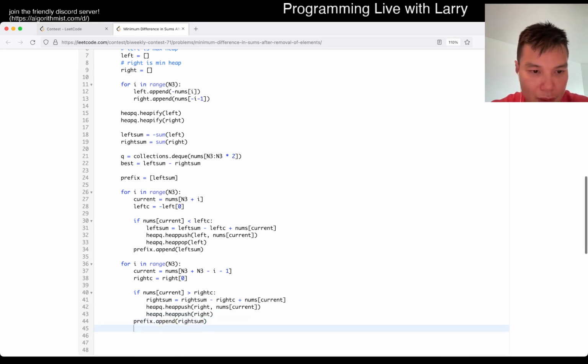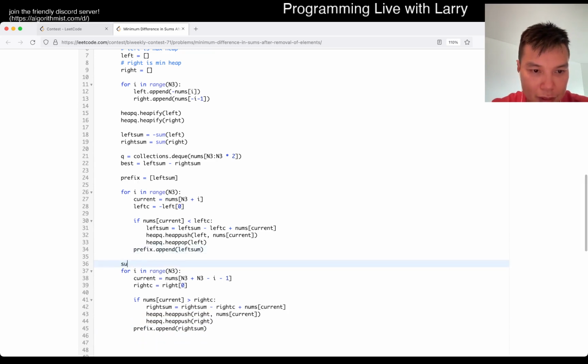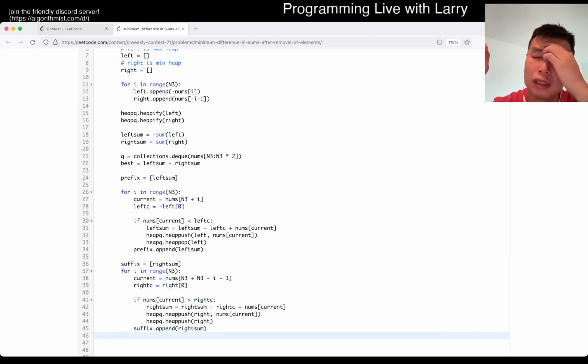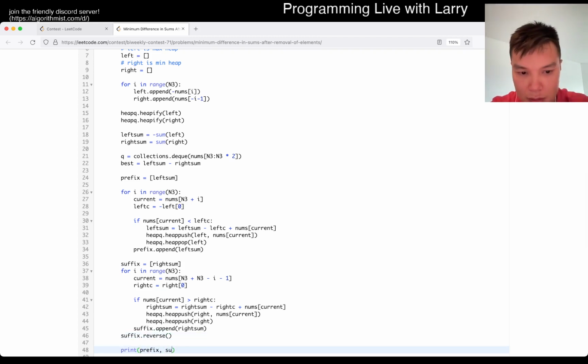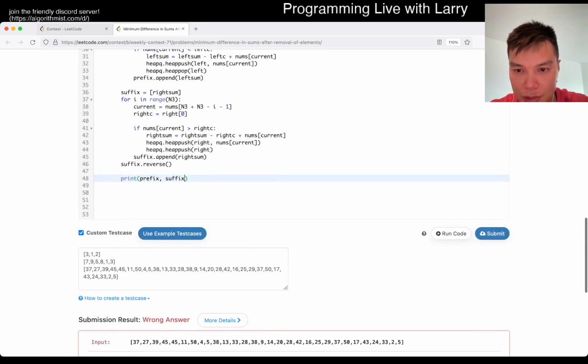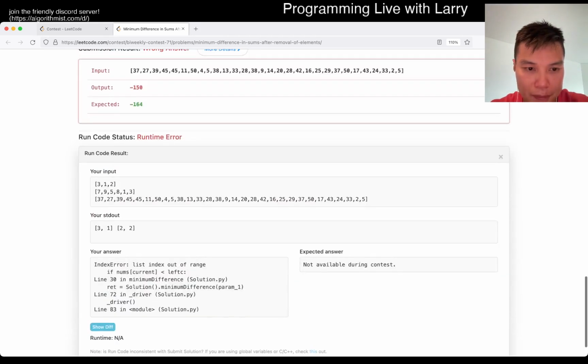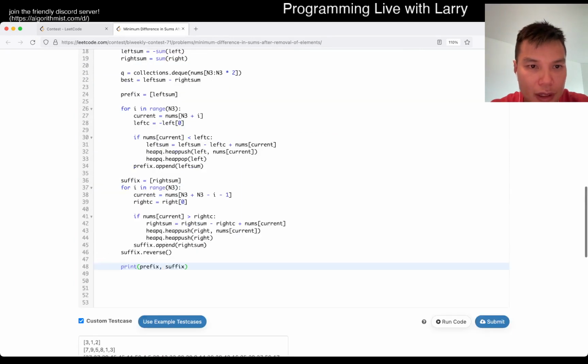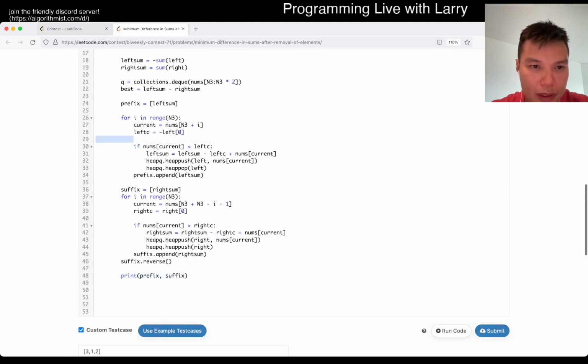Oh, what the? Why am I writing prefix again? So, okay. So now do I need to reverse it? Yep, okay. And then now we just have to do a max over this. Oh, whoops.